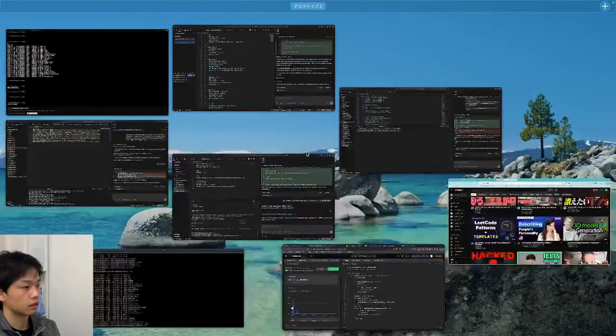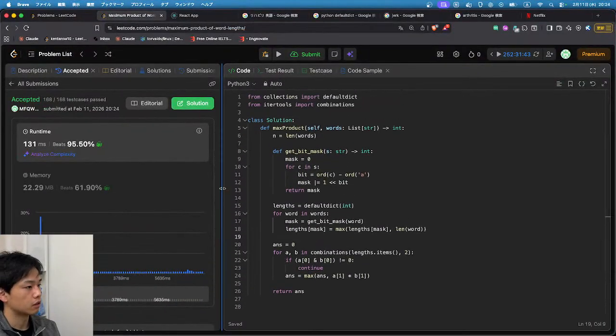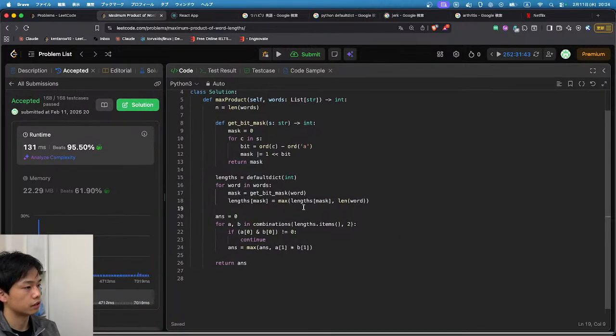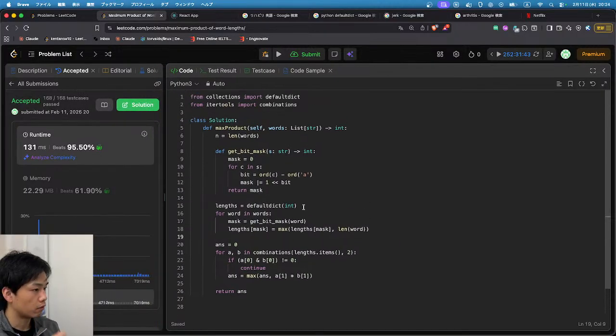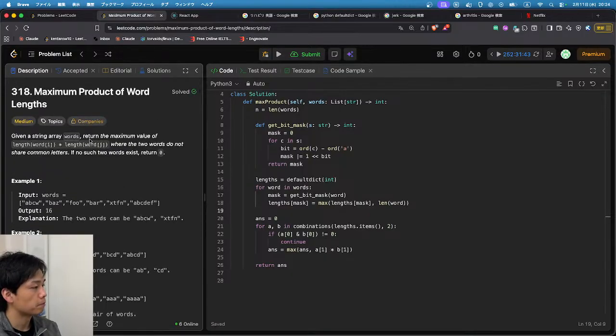Okay, so I'm gonna finish this problem, but I want to improve my English, so let me review this problem. Maximum product of word lengths. Given a string array words, return the maximum value of length words i times length words j, where the two words do not share common letters. If no such two words exist, return 0.